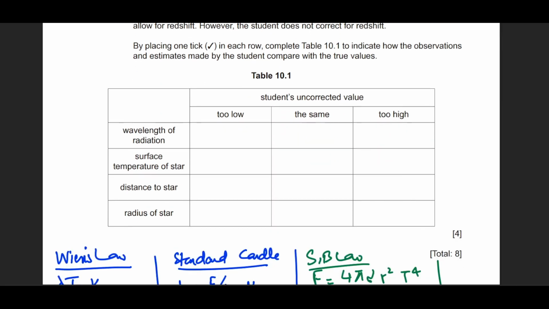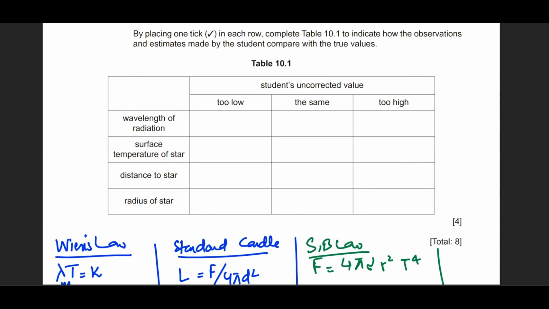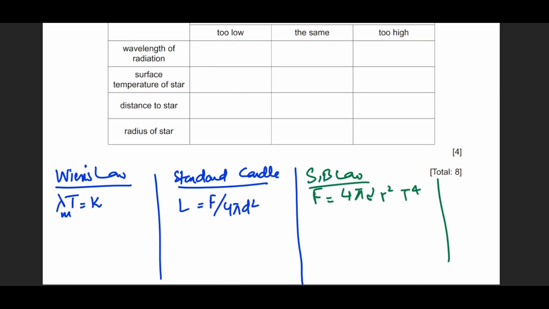He says wavelength. Now, whatever the student has done, the student has not corrected for the redshift. He is not considering them. So what will happen to the wavelength of the radiation that he measures? You see, due to the redshift, the wavelength gets reported to be a bit higher, right? So if the wavelength is higher, then we will consider this to be too high. Wavelength is too high because of the Doppler effect.